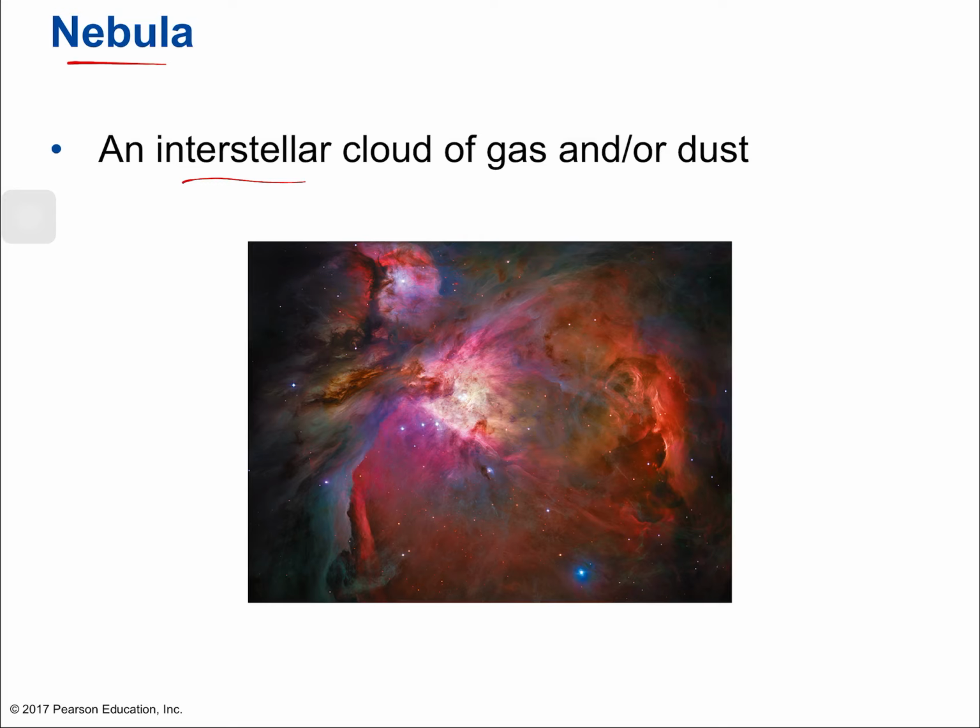Moving on, more terms, we have a nebula. This is an interstellar cloud of gas and or dust. So nebulae are much bigger than solar systems. So you can see this nebula is vast. It has many stars within it. Each of those stars probably has a solar system, or maybe an early solar system where planets haven't formed yet. Maybe it's just a ring of dust.